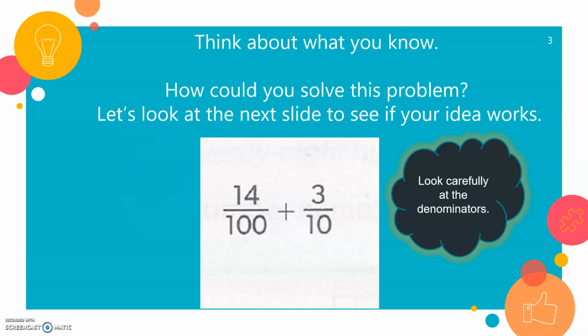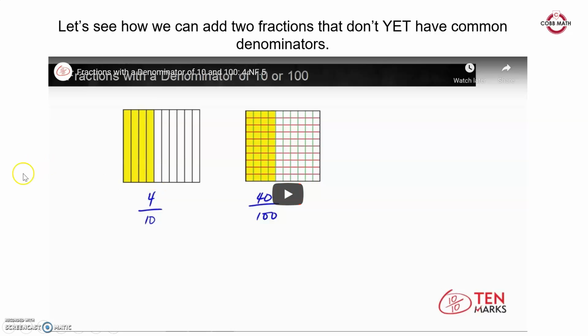So think about what you know. How could you solve this problem to see if your idea works? Just think about what you might do to solve this problem. I give you a clue there to look at the denominators specifically. If you think that you could just add straight across, that is incorrect. Look at the denominators. They're different. And we've never talked about this before. We've never really talked about what you do when you have different denominators. So we're going to practice that today. All right, let's watch this video together and maybe you'll get a better idea, and then we'll do some practice.